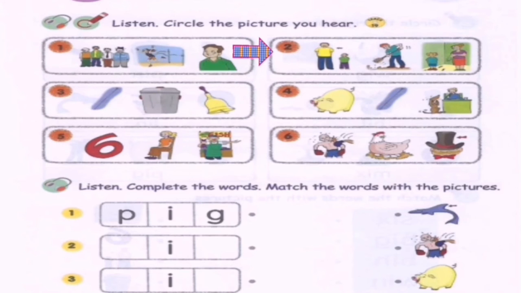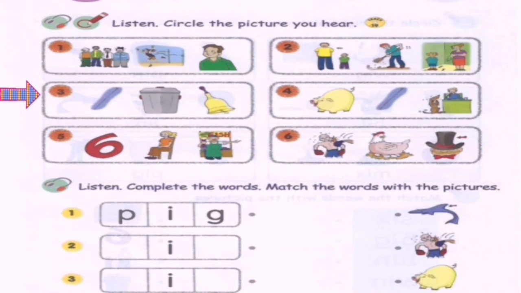Number two, the pictures are big, dig, bad. Now, circle the picture of big.